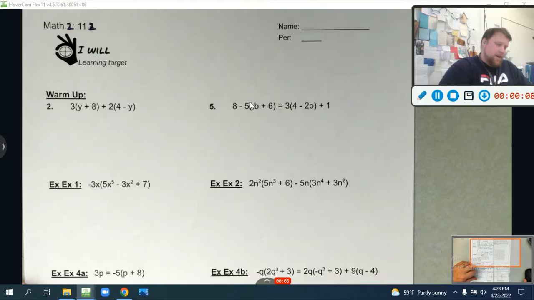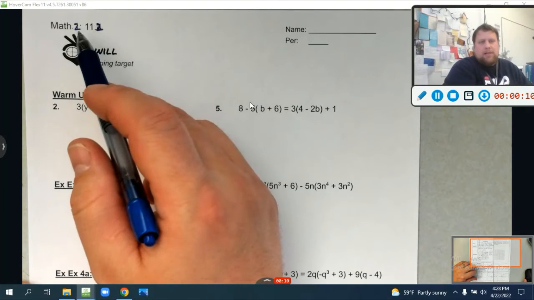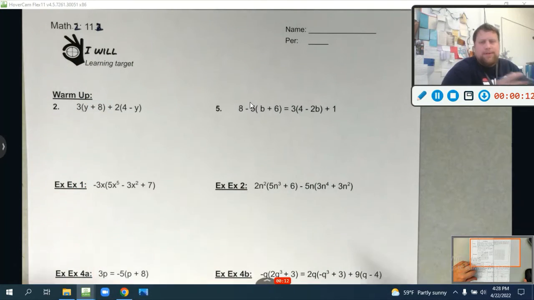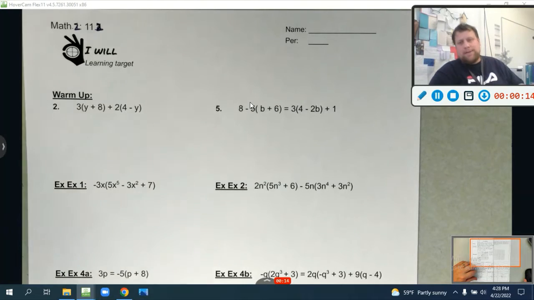This is math 2. By the way, if you got a paper out of my classroom, make sure and change that to 2 and 11.2. Okay. Copy and pasted some things from another lesson.